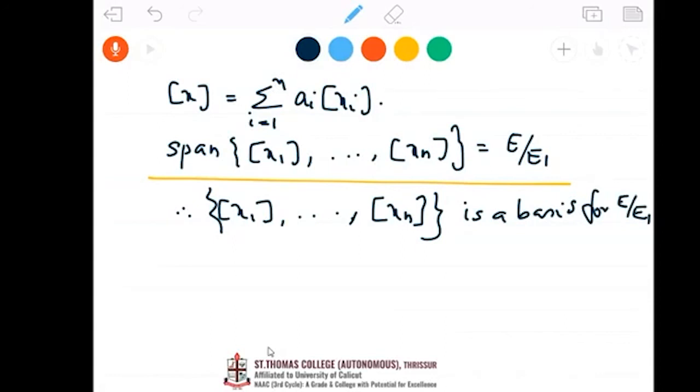Okay, thus if this is a basis, the dimension of E over E1 is nothing but n. Thus we proved the entire lemma. Go through the proof once more and understand it well, and we will move on to our next session, normed spaces, in our next class. All the best, study well.